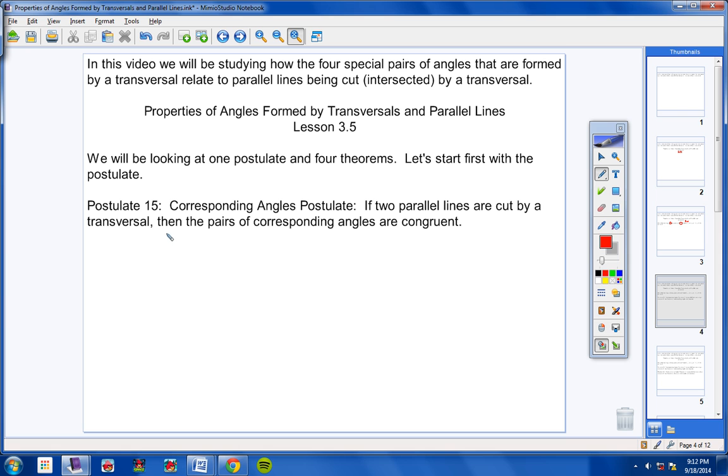This is postulate number 15. So we have now learned 15 postulates this year, and the name of the postulate is the corresponding angles postulate. Okay, the corresponding angles postulate, and it reads as follows. If two parallel lines are cut by a transversal or intersected by a transversal, then the pairs of corresponding angles are congruent. Okay, copy this in your notes, please. You're responsible for this postulate. If two parallel lines are cut by a transversal, then the pairs of corresponding angles are congruent.